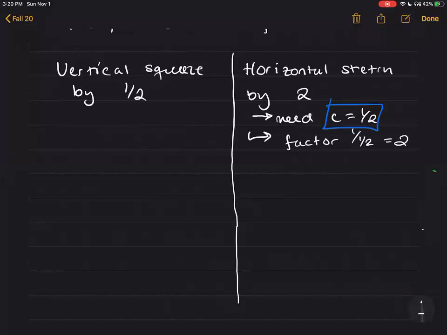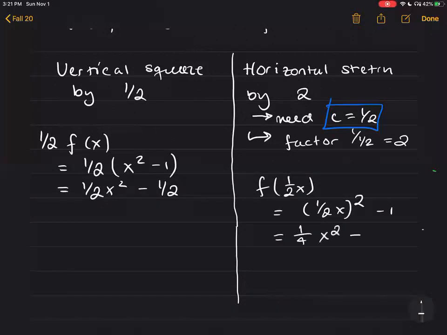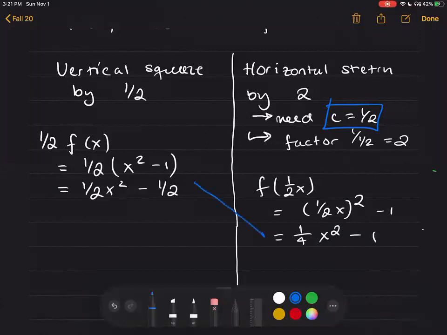So now let's go ahead and just look at it algebraically. So let's look at 1/2 f of x. And if we do that explicitly, that's going to be x squared minus 1 all times 1/2. And we can expand it out so it's going to be 1/2 x squared minus 1/2. Over here, if we do our horizontal stretch by 2, that would be 1/2 inside the parentheses. And if we plug that in, we'll get (1/2 x) squared minus 1. And then if you distribute that squared, it's going to be 1/4 x squared minus 1. And already you can tell by looking at these formulas that these right here are not the same.